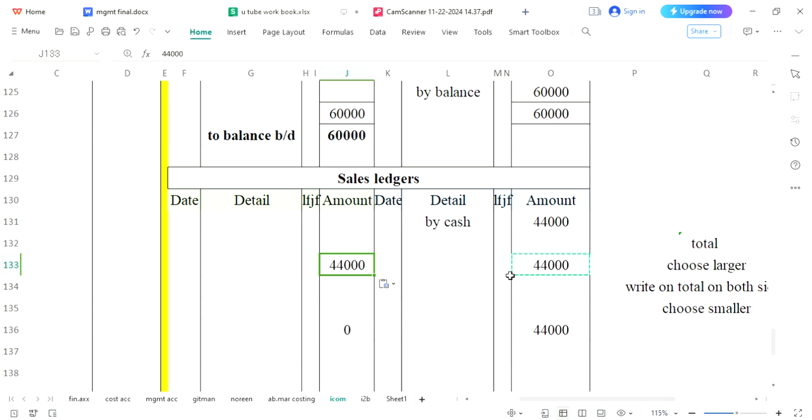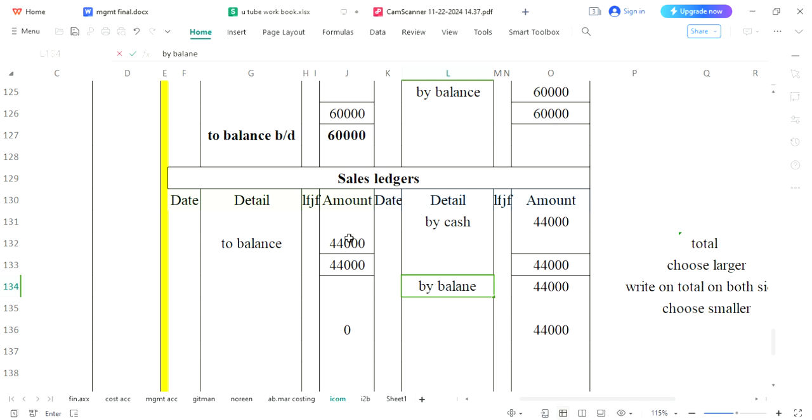Next step, total we have done, larger sum taken, written on both sides. Choose smaller side. So this is your smaller side, and here you will write to balance. Our first balance would be calculated by subtracting smaller sum from the larger sum. Our larger sum is 44,000, and you will subtract smaller sum, which is 0. In this way, first balance have been calculated. Next and last step is to bring this balance downward. 44,000 we have brought it down, and we'll write by balance, and this would be called brought down balance.